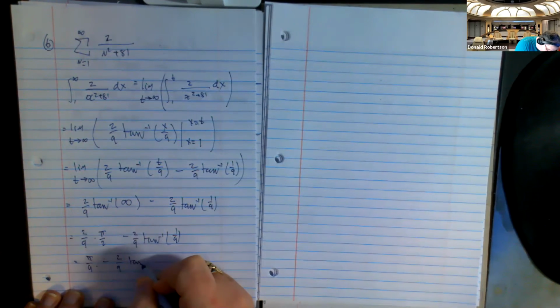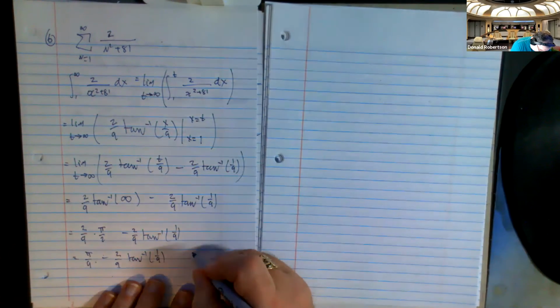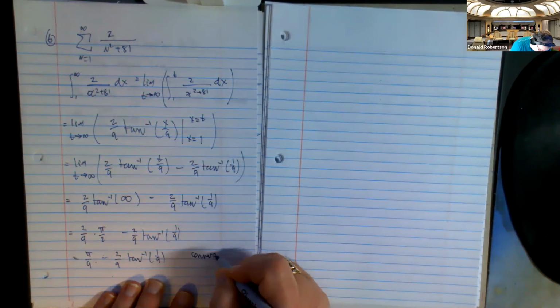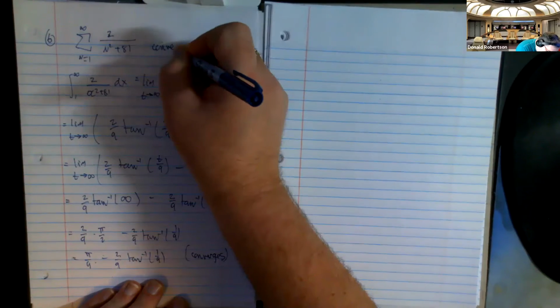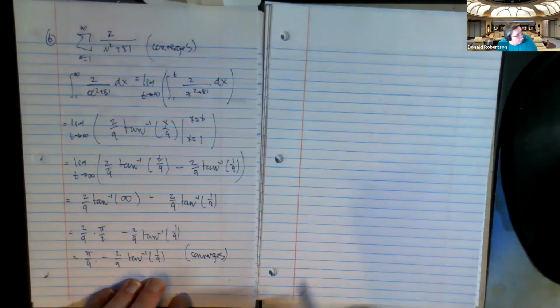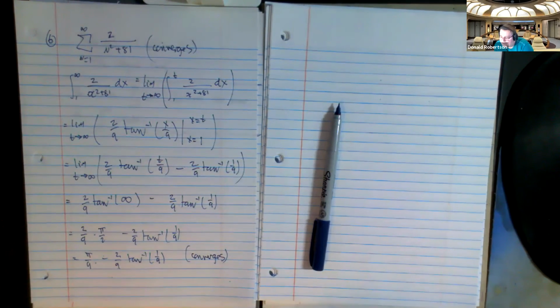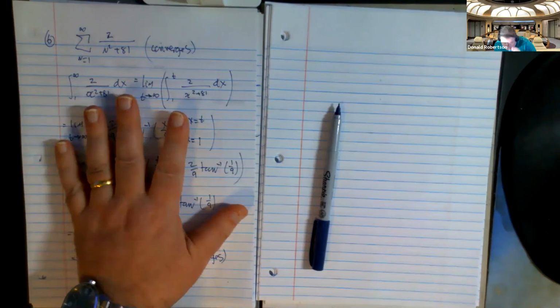And this simplifies down to pi over 9, take away 2/9 inverse tan of 1 over 9. Since this is a number, it converges. Which means that this fella here converges. So after all that hard work, all you do is check a box that says converges. But that's how I know that it converges. This is the technique that we've used. And that is not simple.